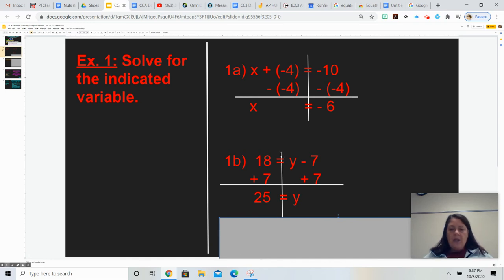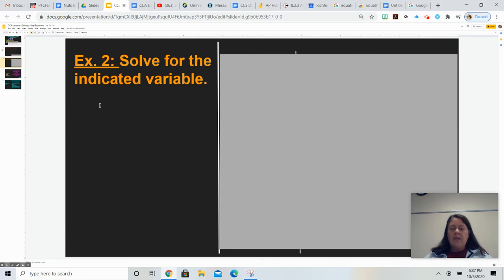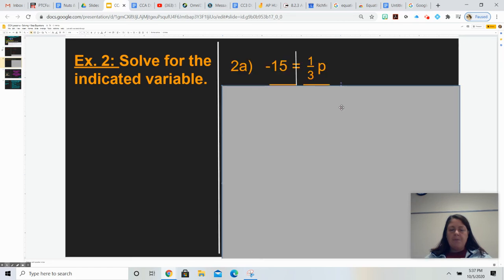Now again, notice I brought that line straight through the equal sign to help me keep track of what's going on on the left and the right. And then I've also been drawing this horizontal line, kind of like when you learned how to add and subtract when you were little, just to help keep things sectioned off. So let's take a look at our next example. Same directions, solve for the indicated variable, but two more examples.